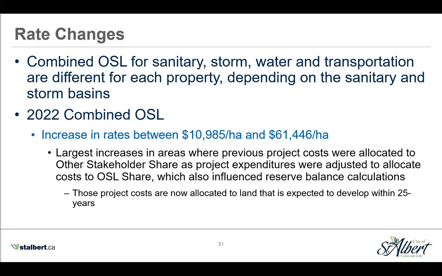What we did see was that the largest increases are in areas where previous project costs were allocated to other stakeholder share. That's because those project expenditures were adjusted this year to allocate the cost to the off-site levy share, which also influenced the reserve balance calculations. And the project costs are now allocated to land that is expected to develop within 25 years.